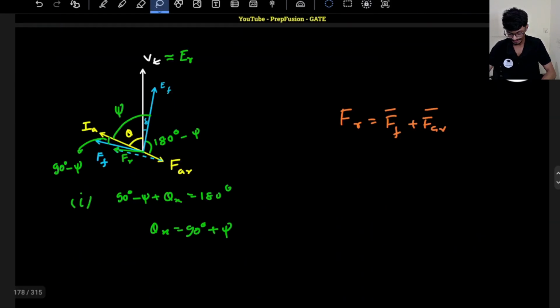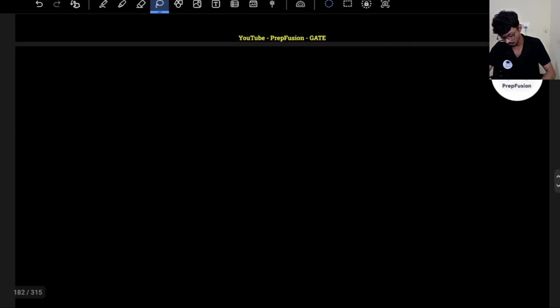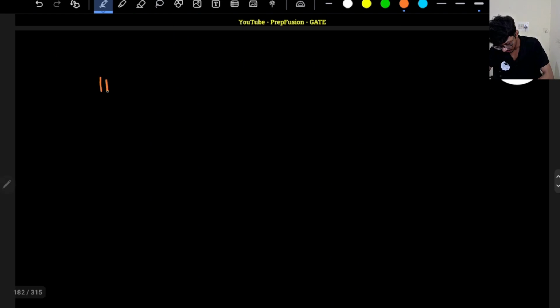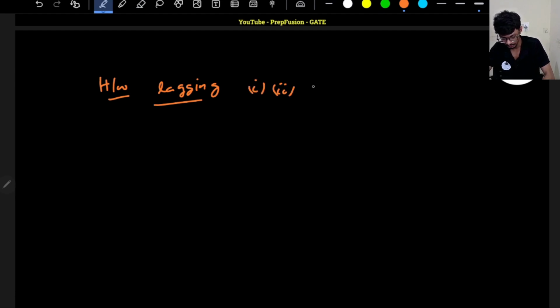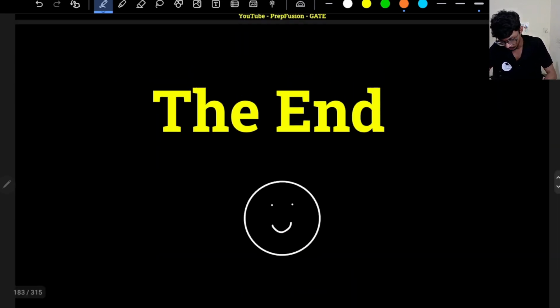So that's about it for this question. Now the homework for you is to do the same for a lagging load. If it's a lagging load, please draw the phasor diagram and solve 1, 2, 3, 4, and tell me what the answers are. That's it for this lecture. I will see you in the next lecture. Until then, happy learning.